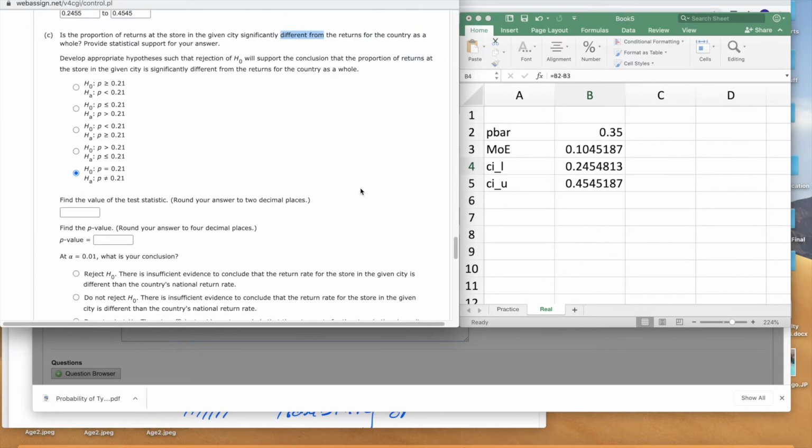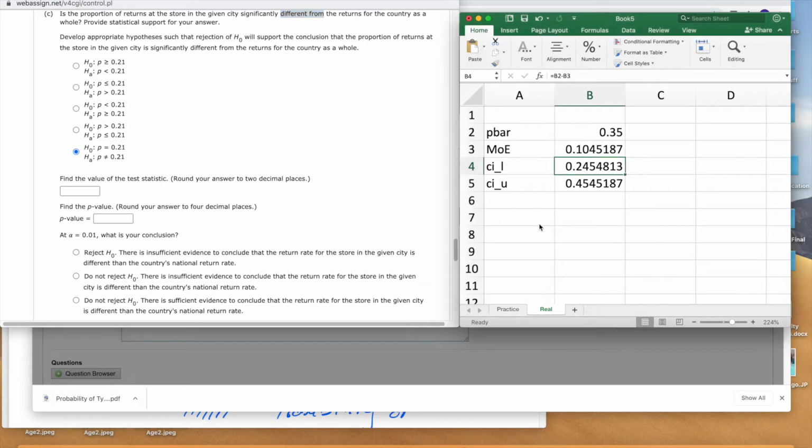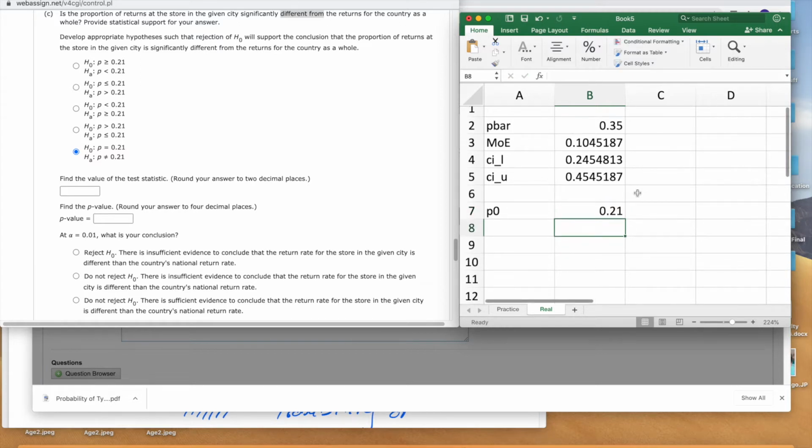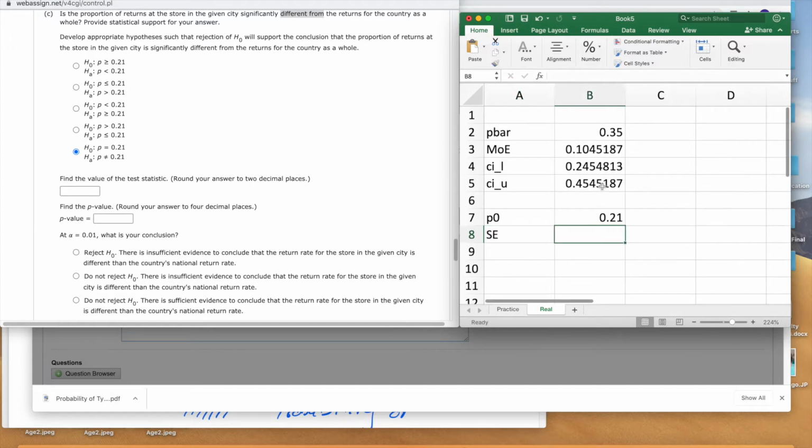Find the value of the test statistic. So let's go back over to our calculator. We have p0. That's going to be the null proportion. That's 0.21. We need that, right, for the test statistic. We're also going to need a standard error for the test statistic. This is where things get a little bit weird with proportions, and you have to be careful.